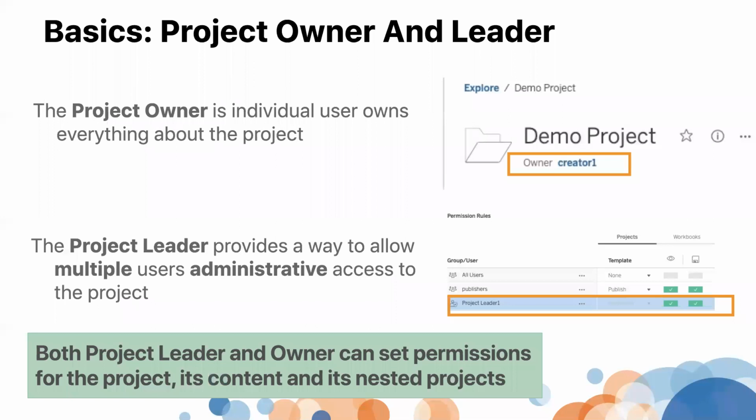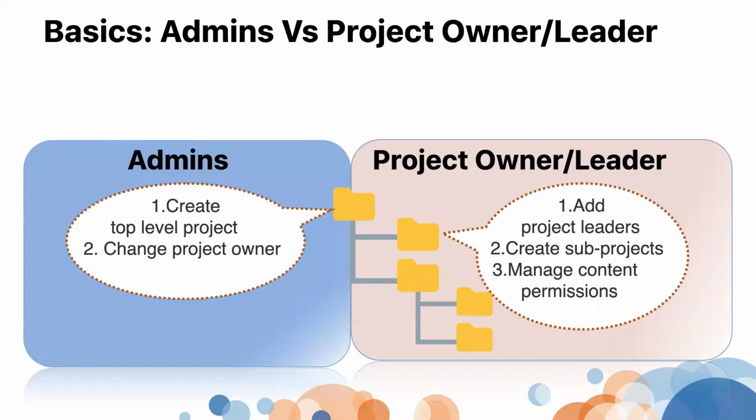As a conceptual recap, project leaders and project owners can do a lot of things. The difference between admin versus project owner or leader is that only admins can create top level projects. Once we create a project, we change the owner to the requester, and the requester can take ownership, add leaders, create sub projects, and manage content within all those projects. Leaders can create sub projects. Owners can also create sub projects.